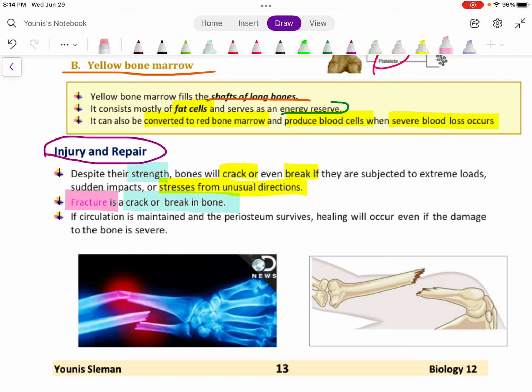What about the healing of fractures? If the circulation, the blood vessels, are maintained, and also if the periosteum survived, the healing process will be kind of simple. So it will occur even if the damage to the bone is severe. In this case, what is important is the periosteum, the membrane, and also the circulation. If these are safe, even if the bone is broken, it can repair its tissues and reattach after a while.